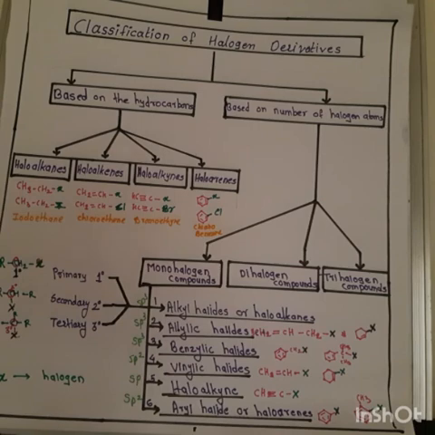Next part of this chapter is nomenclature, which we will study in the next class. Till then, study this chart, prepare this chart and try to make notes for yourself.